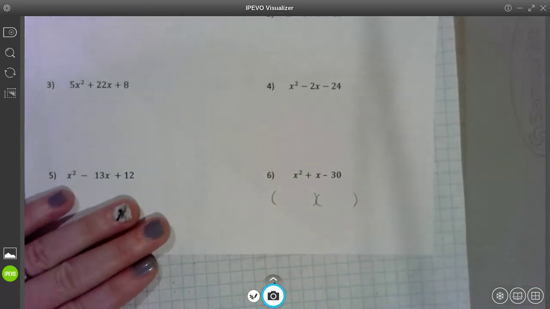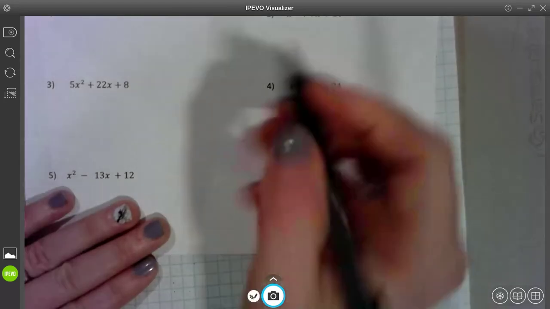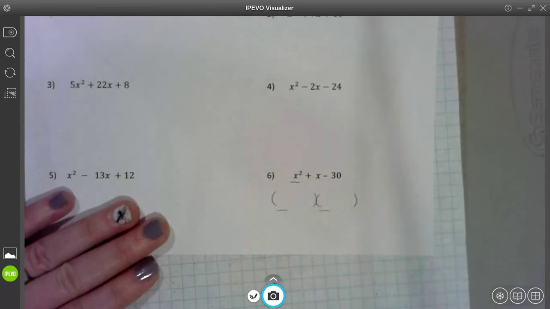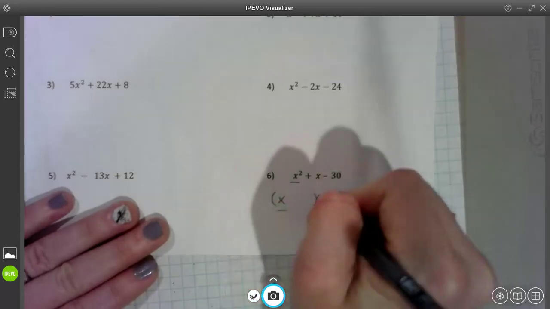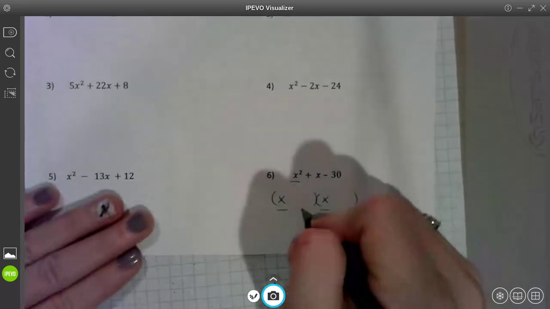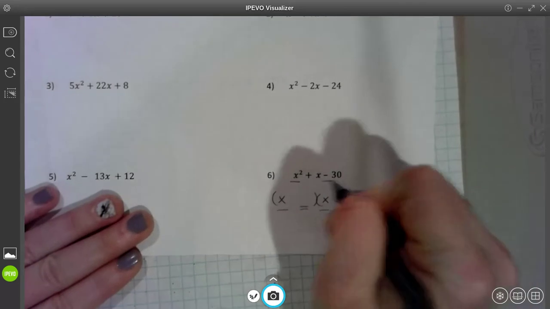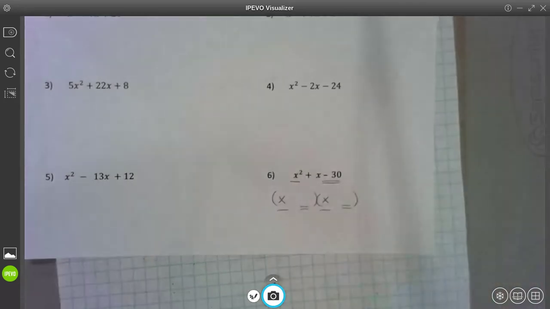We said yesterday that we will use what we know about FOIL to help us do this. According to FOIL, we know whatever we put in the first 2 spots has to multiply to the first piece of that expression, x squared. And we agreed that we will always use an x and an x to get us that x squared and then help us get those x's that we need in the middle. Now, according to FOIL, whatever numbers we put in the last 2 spots always have to multiply to the last number in that expression, negative 30. So you are only allowed to put numbers that multiply to that negative 30 in these last 2 spots.